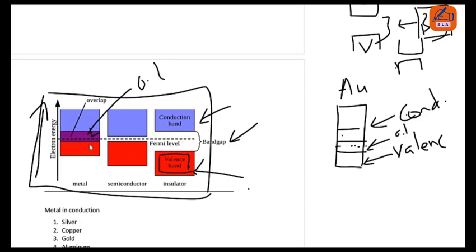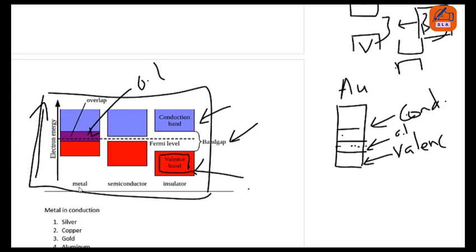Kwa nini metal zinakuwa conductive, kwa nini conductor zinakuwa hazina band gap? Conductors hazina band gap kwa sababu tayari kuna overlapping. Kama unavyoona hapa, hii rangi ya purple, hii ni overlapping ambayo inaonyesha kwamba the conductor band inakuwa imeingia kwenye valence band, at the same time the valence band imeingia kwenye conductor band.